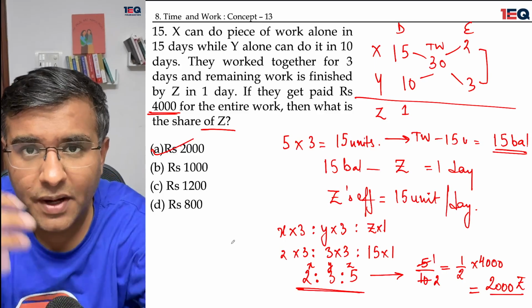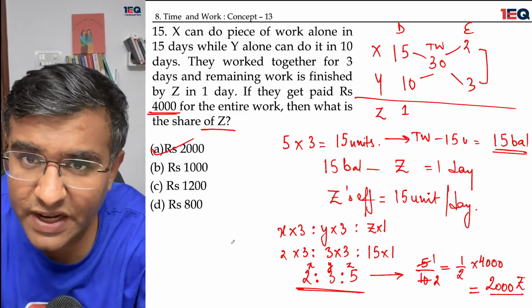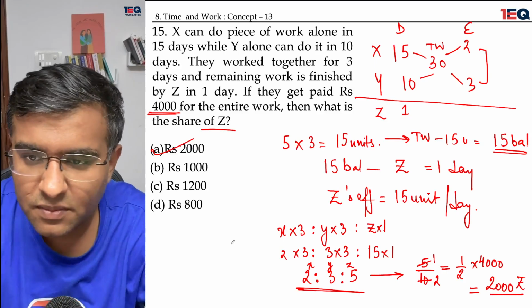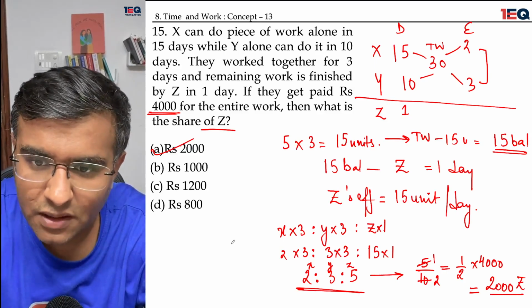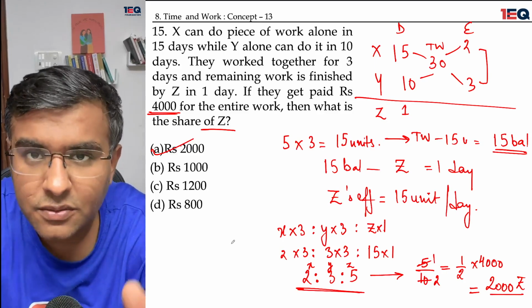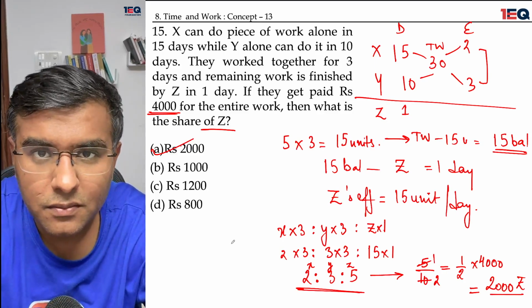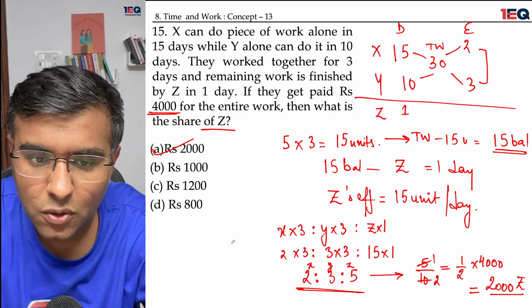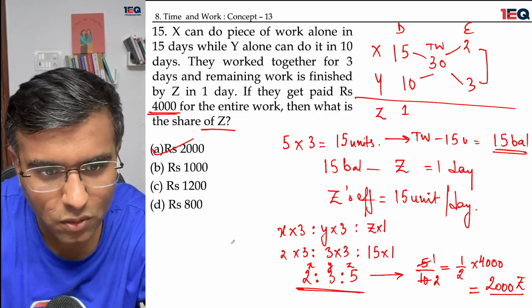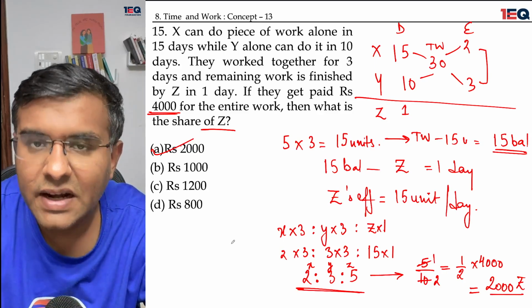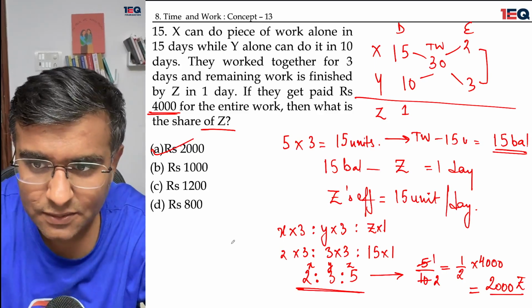2,000 rupees would be paid to Z because he was very efficient, and the rest of the money would be distributed among X and Y. According to what proportions? 2 is to 3. Right? It means 600 rupees would go to Y and 400 rupees would go to X. No, 1,200 rupees would go to Y and 800 rupees would go to X.